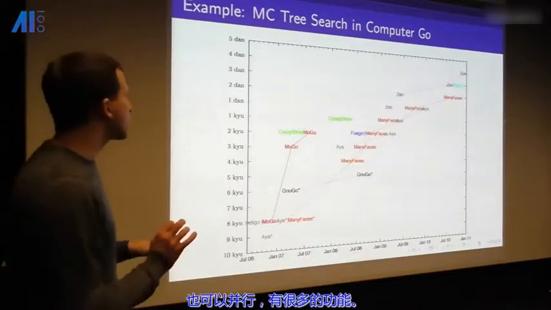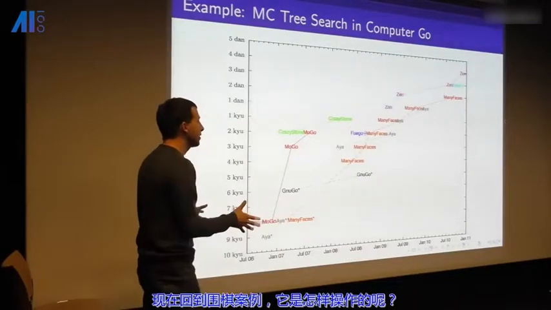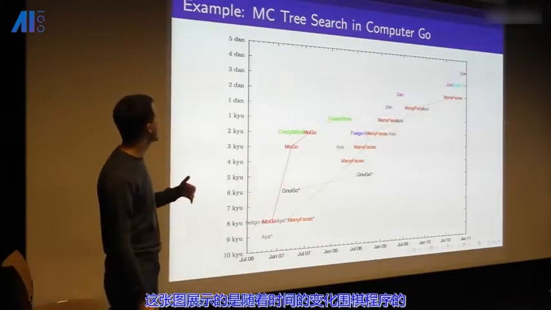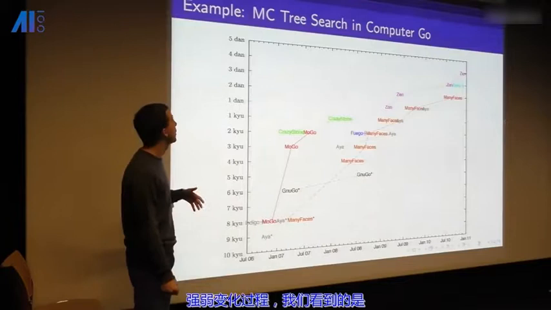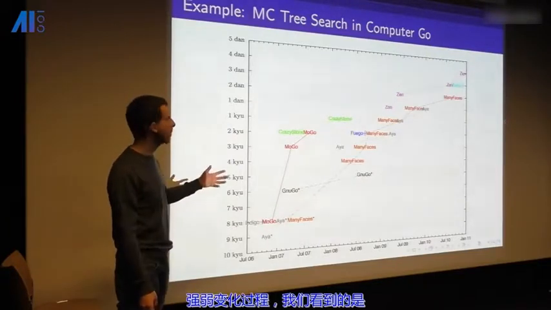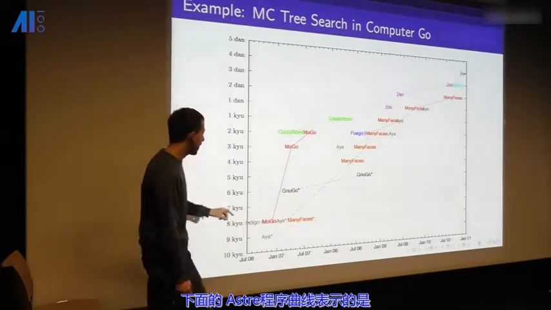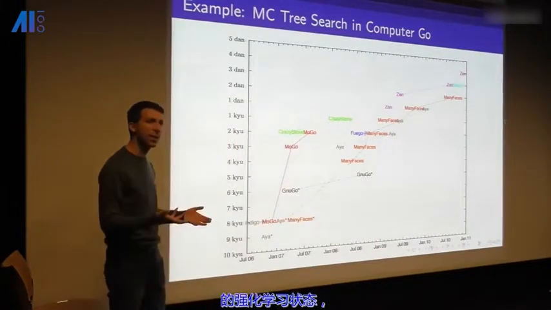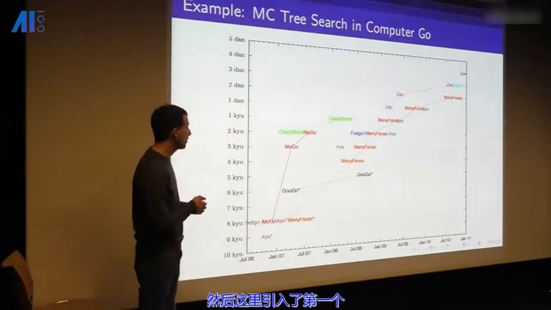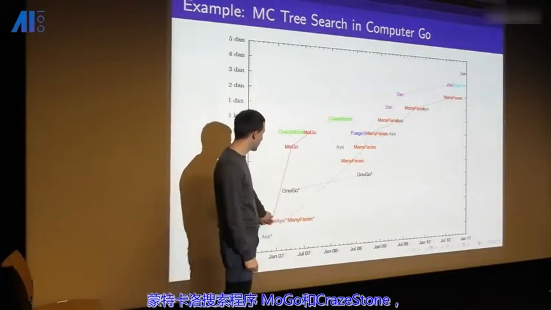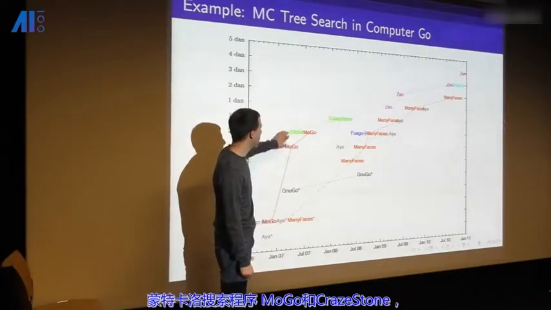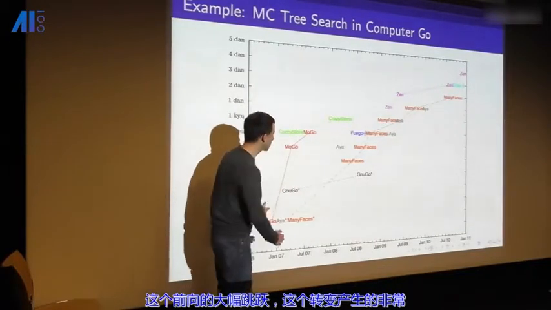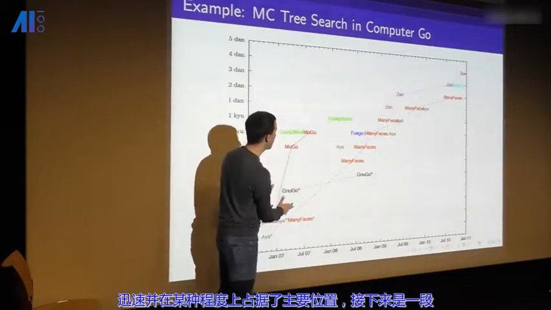So just to go back to the Go example, how does this work? This is a plot of how strong Go programs have become over time. And what we see is that these asterisk programs down here were the state of the art before these Monte Carlo search algorithms came around. And then the first Monte Carlo search programs, Mogo and Crazy Stone, came along and made these big leaps forward in performance that very quickly overtook.